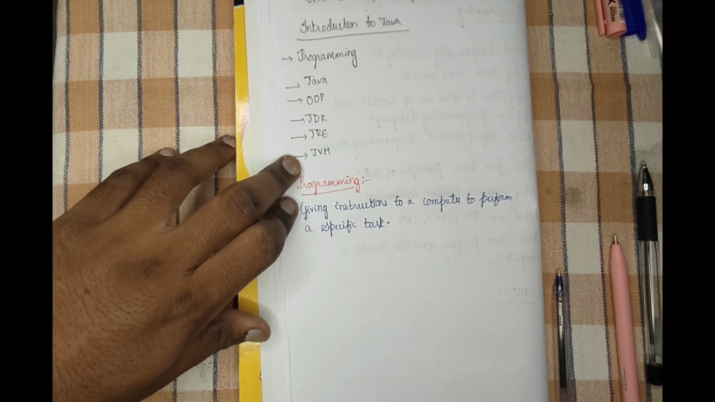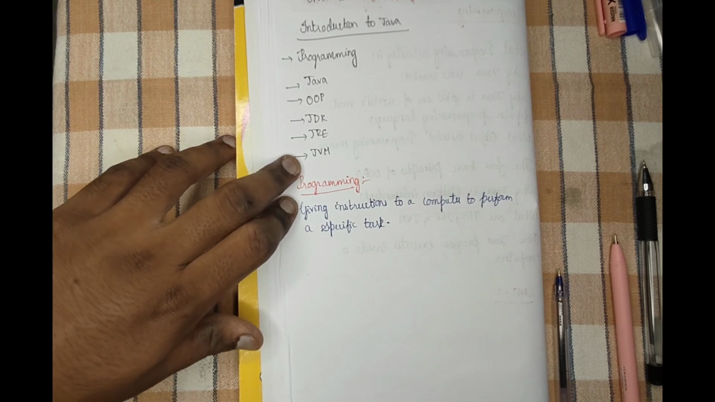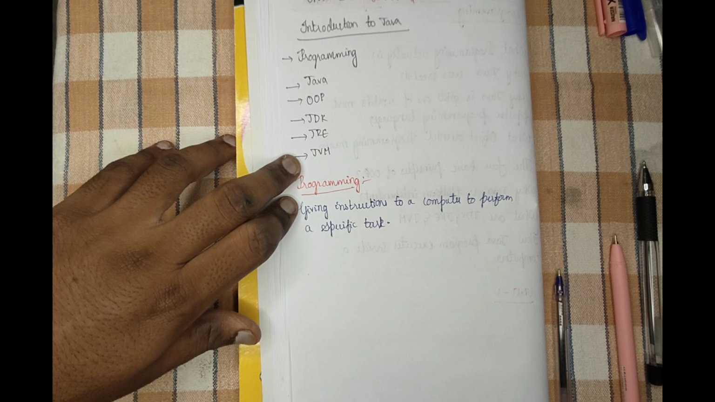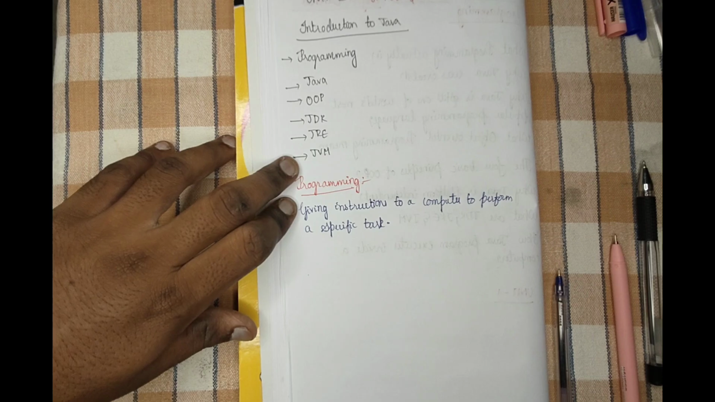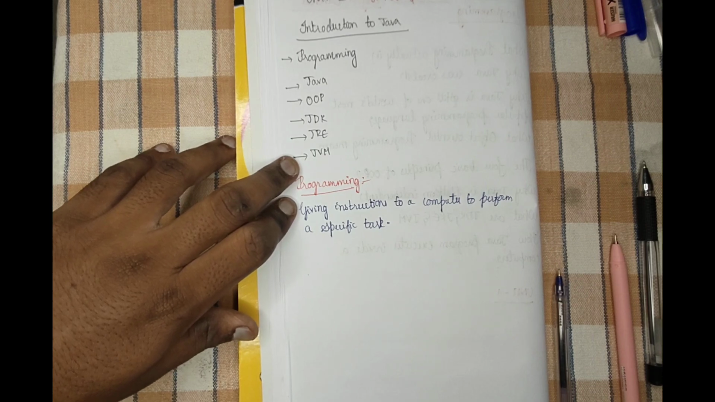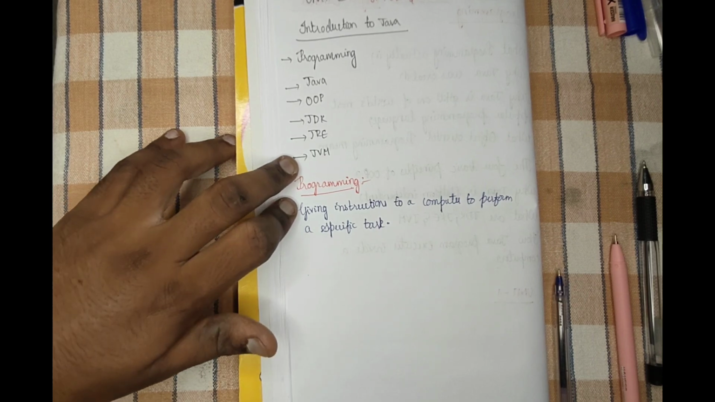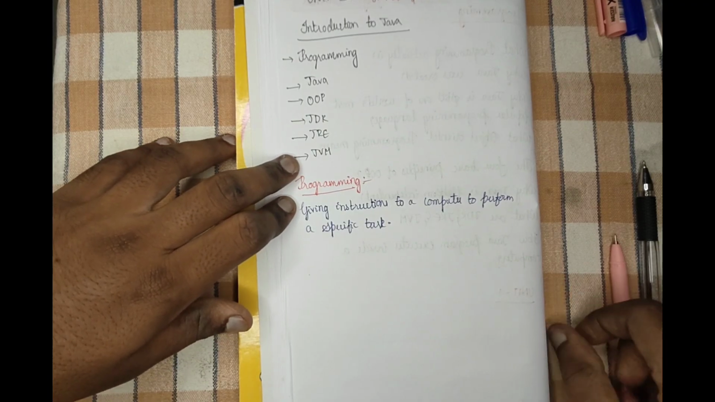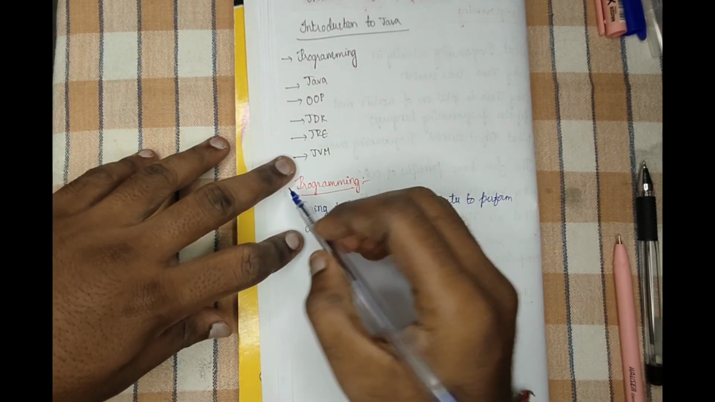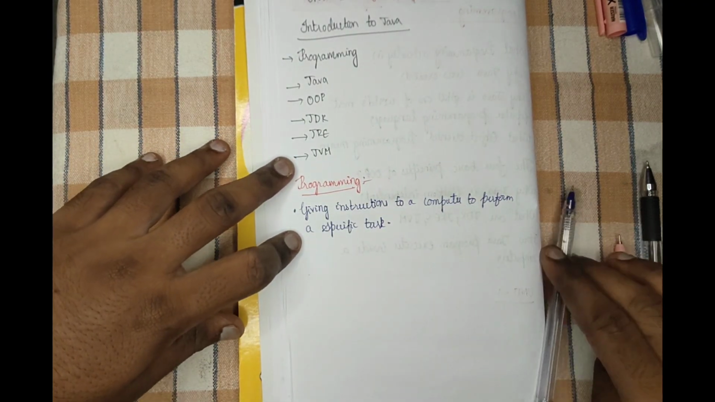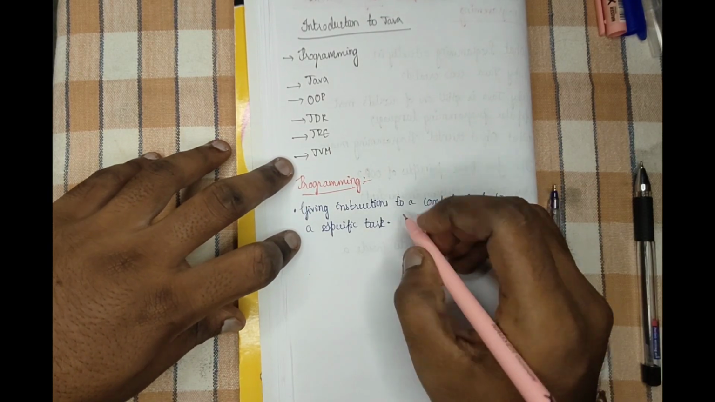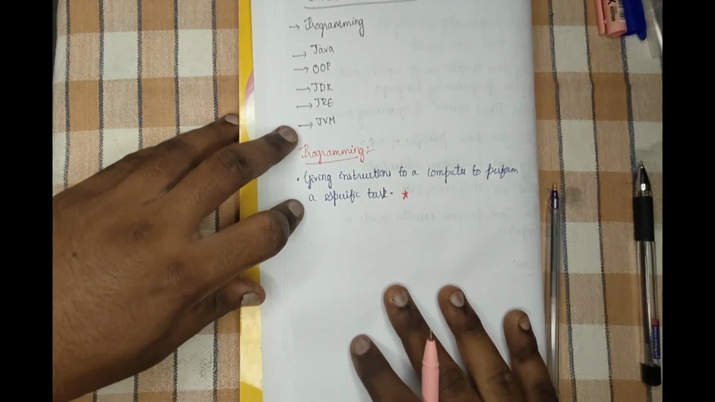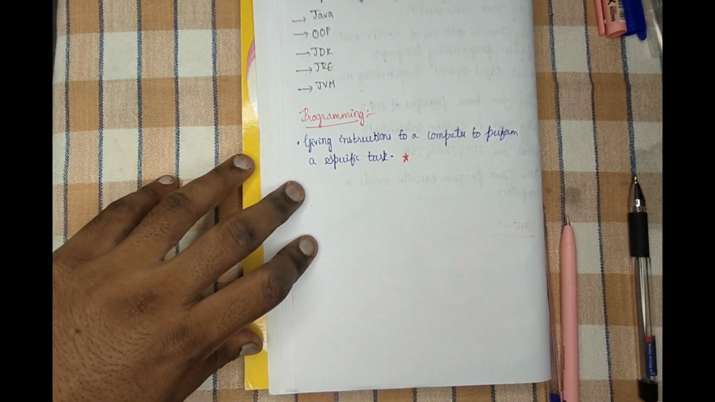Now, can a computer think? No. Can a computer make decisions on its own? No, a computer only follows instructions. If the instructions are correct, the result is correct. If the instructions are wrong, then the output is also wrong. So programming means giving correct instructions to a computer. The definition of programming is giving instructions to a computer to perform a specific task. This is a very important definition in the semester exams.